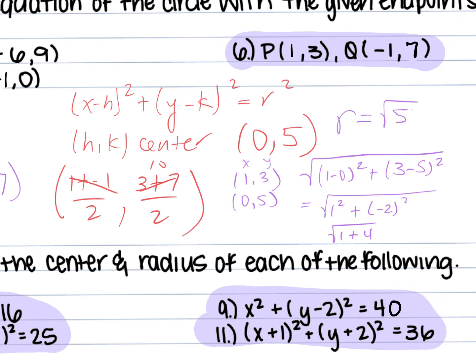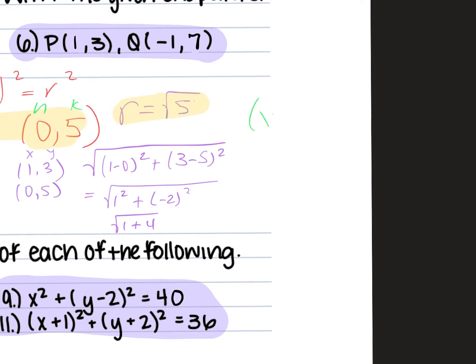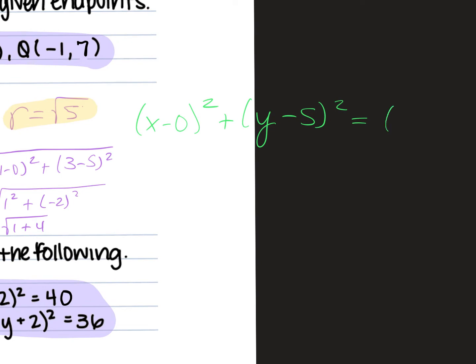Now I have what I need to write the equation of my circle. I have my center and I have my radius. So we're going to plug it in just like that. We're going to say, okay, x, this is my h, and this is my k. So I have x minus 0 squared plus y minus 5 squared equals the square root of 5 squared.